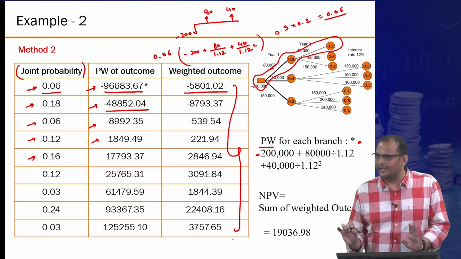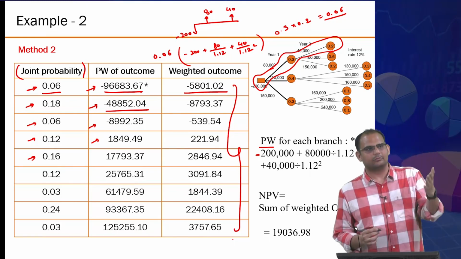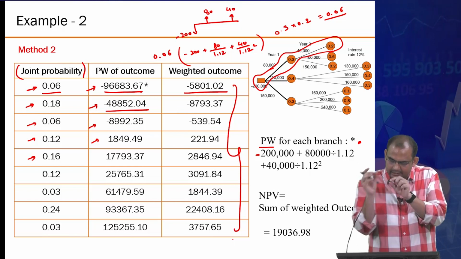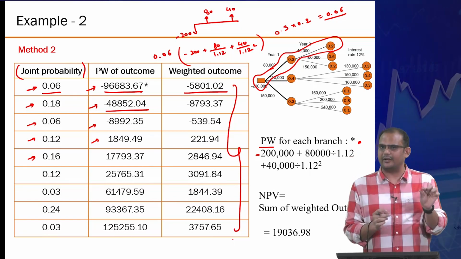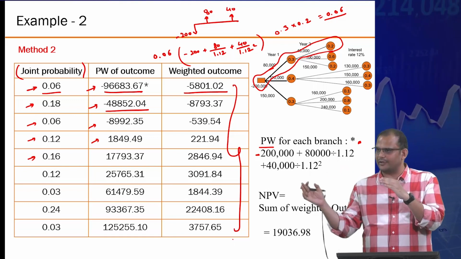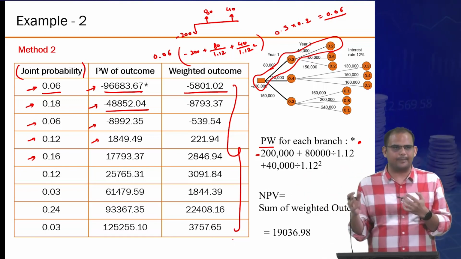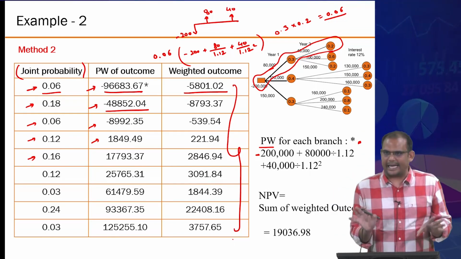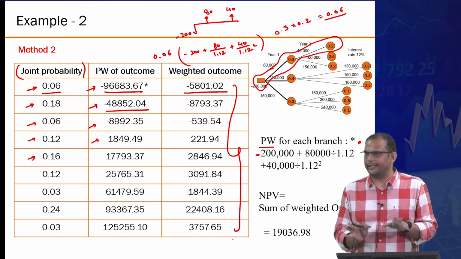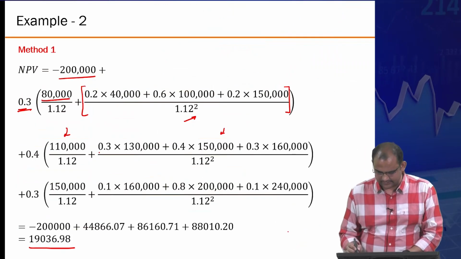The concept remains the same. In one, you first crash the tree and move backward subsequently. In this, you are first estimating the probability of a particular branch and the present worth of the corresponding branch, and now you can apply the formula of xi into pxi and take a summation of that. Any doubts here, or is it not clear? The result that you will get from both the answers will be exactly the same.